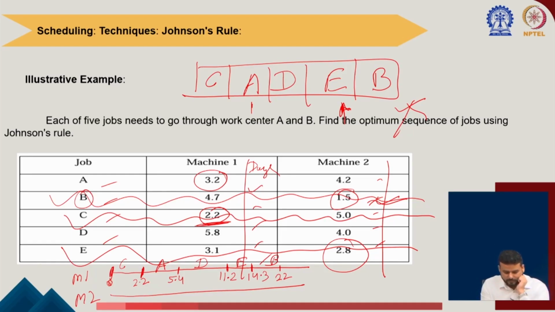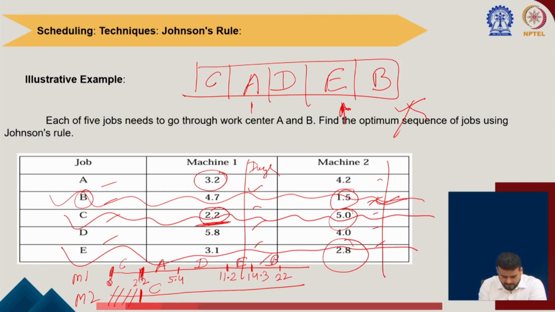So that means up to this point machine 2 will be idle, because there is no job to process, because right now the first job C we are processing on machine 1. So for 2.2 days initially machine 2 will be idle, right. So after that C will come. Now C will take how many days? 5 days. So that means 2.2 plus 5, so how many days will it take? It will take 7.2 days.